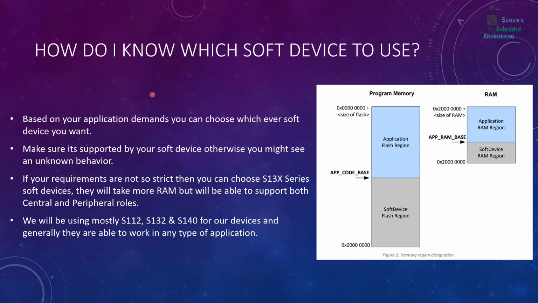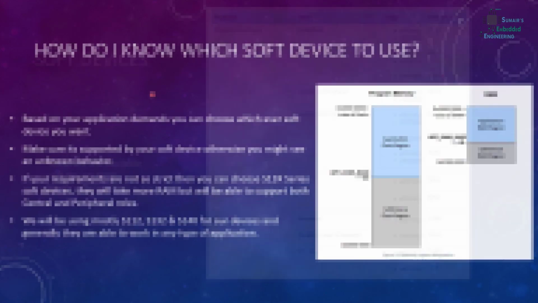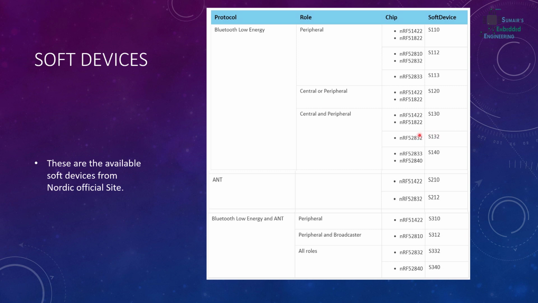How do I know which soft device I should be using for my projects? For beginners, I would recommend using S132 for the nRF52832 and S140 for nRF52840. And you shouldn't be using other soft devices unless it's specifically required. Normally in the SDK and in the templates, these soft devices are always present there, so we don't need to modify the code or add the soft devices. But later on in the tutorials, I will let you know how we can do that.